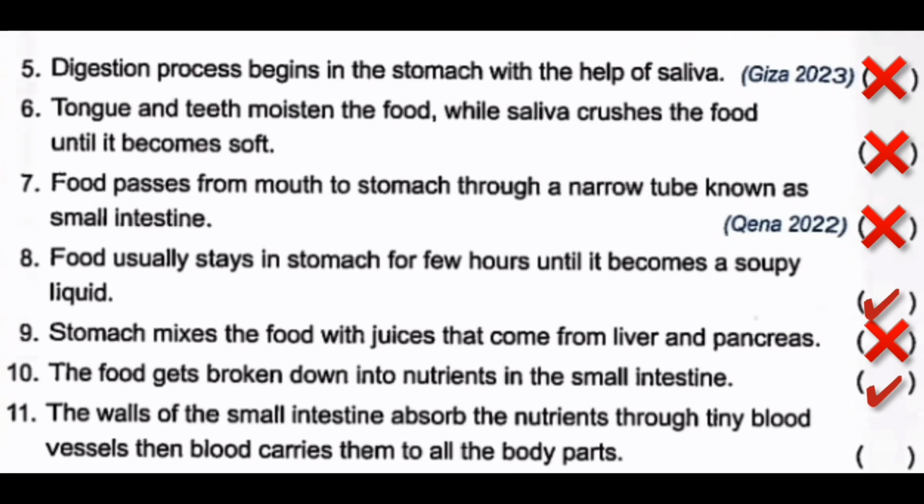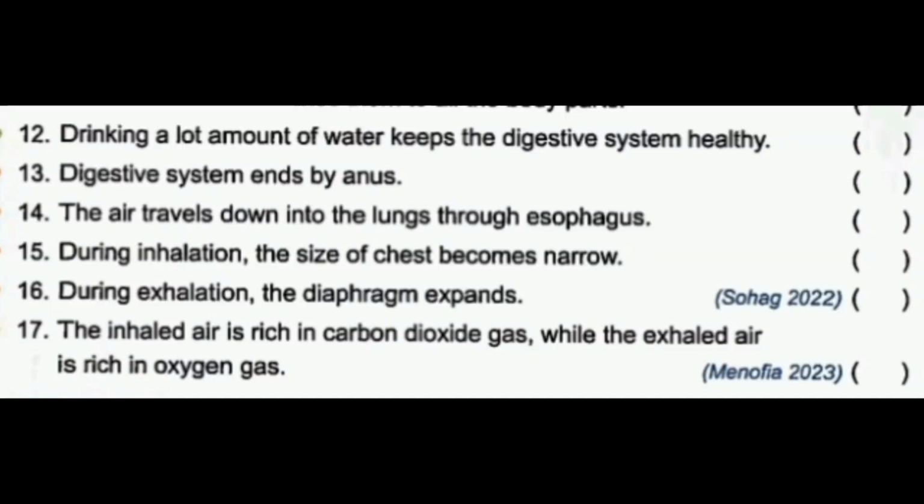Number 11. The walls of the small intestine absorb the nutrients through tiny blood vessels, then blood carries them to all body parts. Yes, true. Next one, number 12. Drinking a lot of water keeps the digestive system healthy. True. Number 13. Digestive system ends by anus. True. Number 14. The air travels down into the lungs through esophagus.